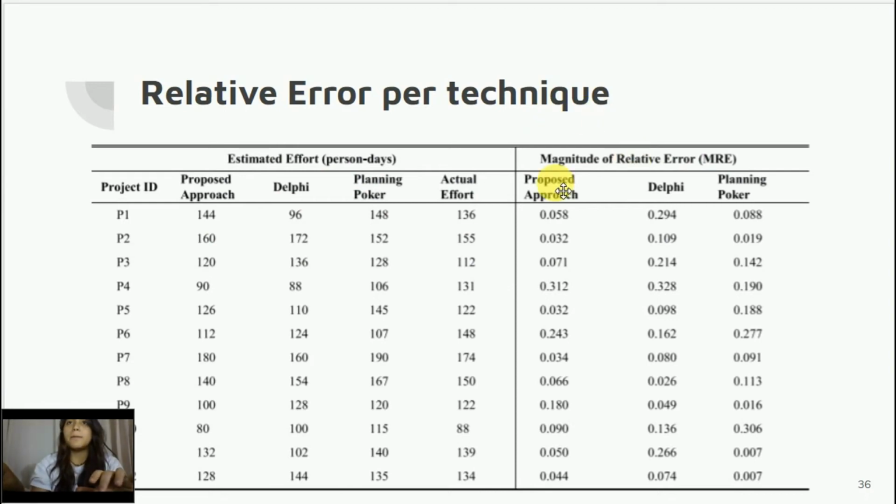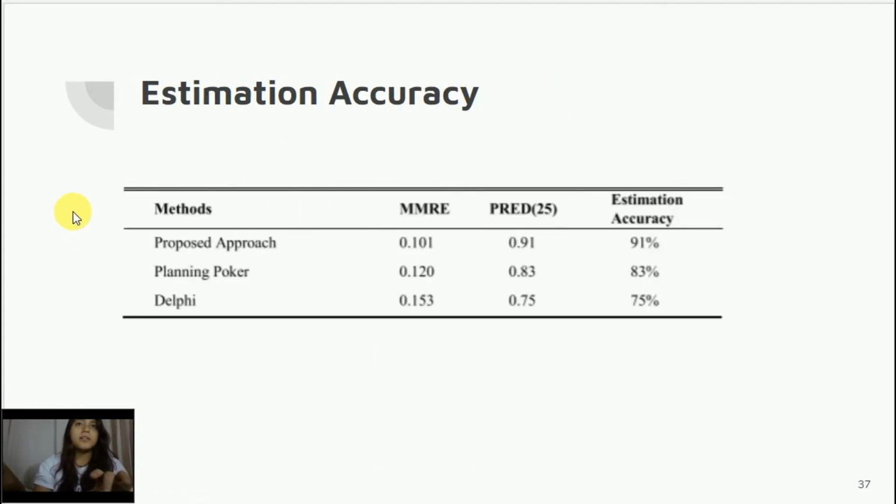We can see the magnitude of the relative error. And actually, this table gives us more information. I mean, it analyzes the last table and gives us the estimation accuracy. So we have that the proposed approach is 91% accurate, the planning poker 83%, and the Delphi 75%. So we can say that the proposed approach is more effective in order to estimate.